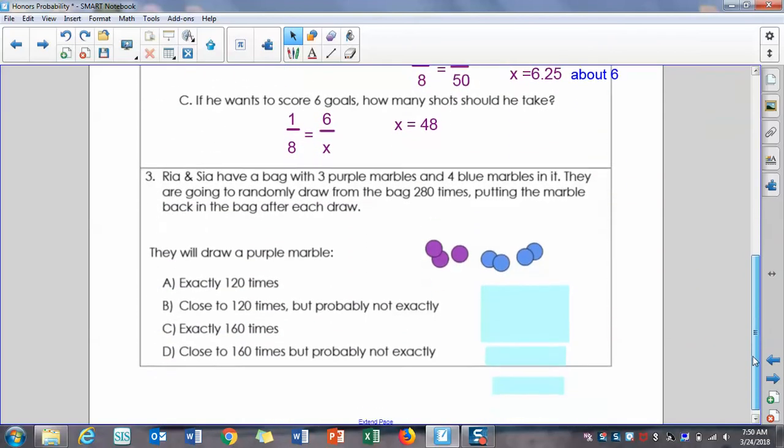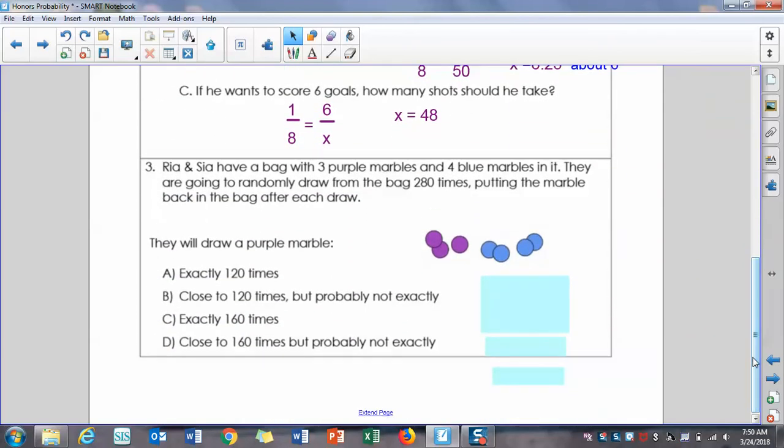Now let's look at number 3. Ria and Sia have a bag with 3 purple marbles and 4 blue marbles. They are going to randomly draw from the bag 280 times, putting the marbles back in the bag after each draw. So they're going to take one out, get a color, and place it back in, so they still have the same marbles in the bag. So they will draw a purple marble.